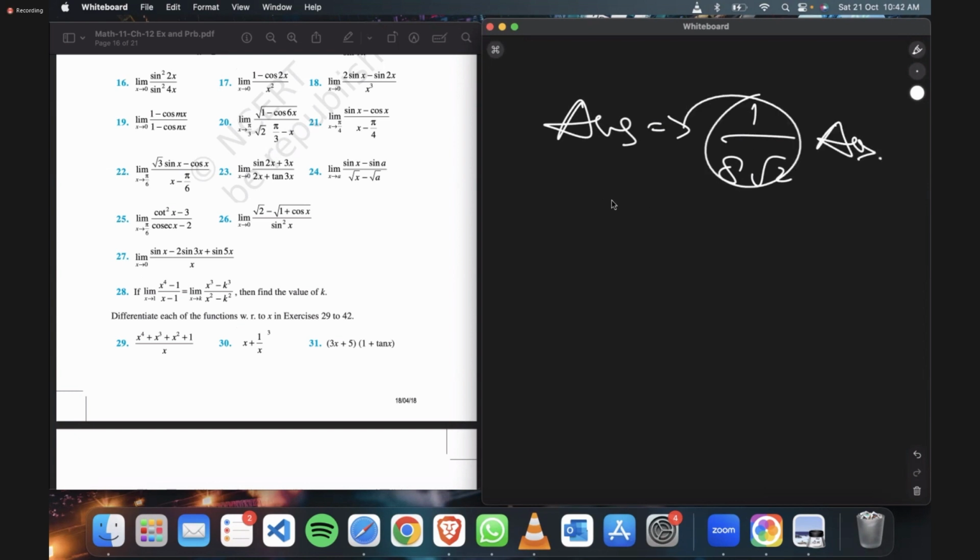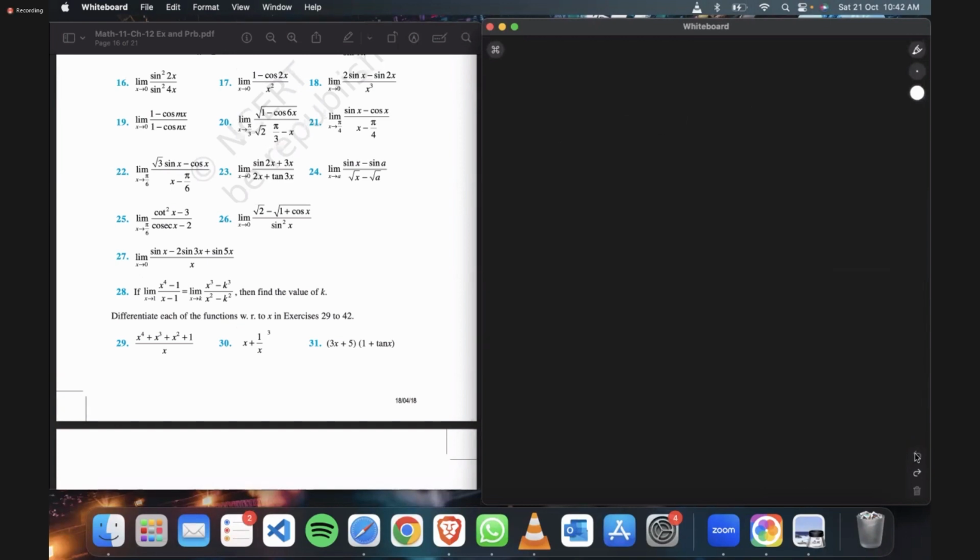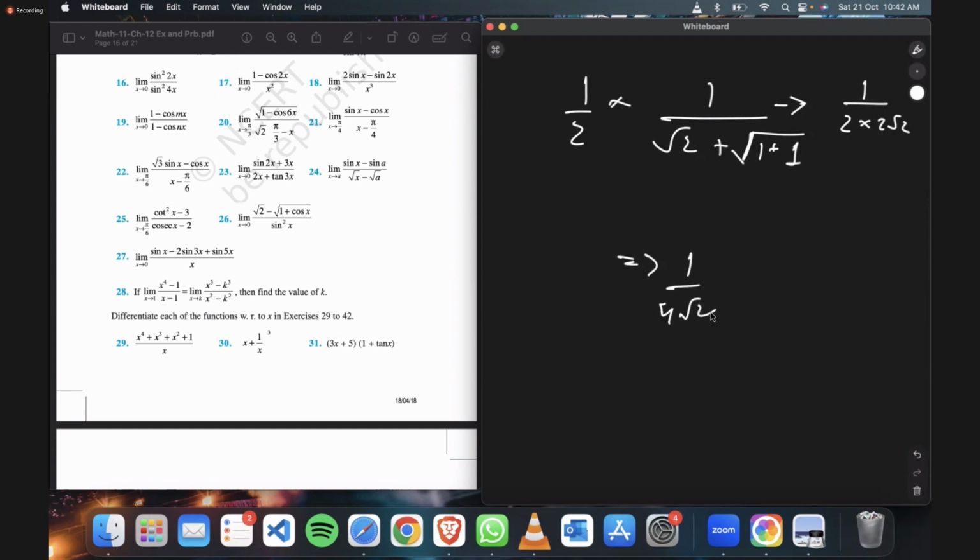Okay, let me just check the calculation back here. I think there's something wrong with the last part. Okay, it's not visible. Let's see. So again, if I do this, I had a 1 by 2 and it was multiplied with what? Under root 2 plus 1 plus cos 0 is 1. So 2 root 2. So 1 by 2 times 2 root 2. So 1 by 4 root 2. Yeah, this is your answer. Alright, let's move on further and see.